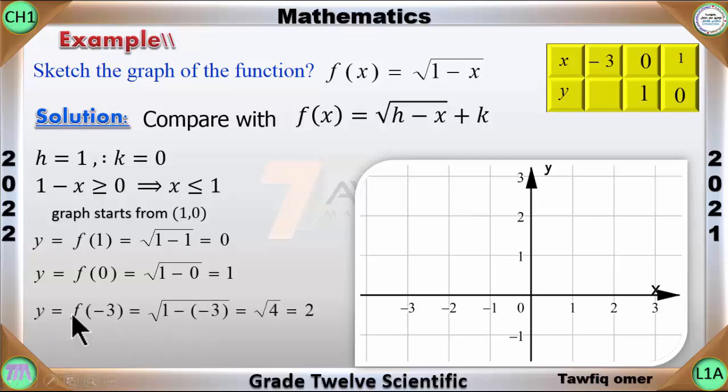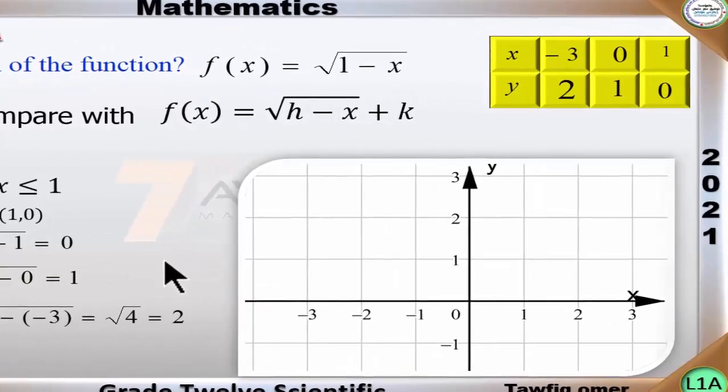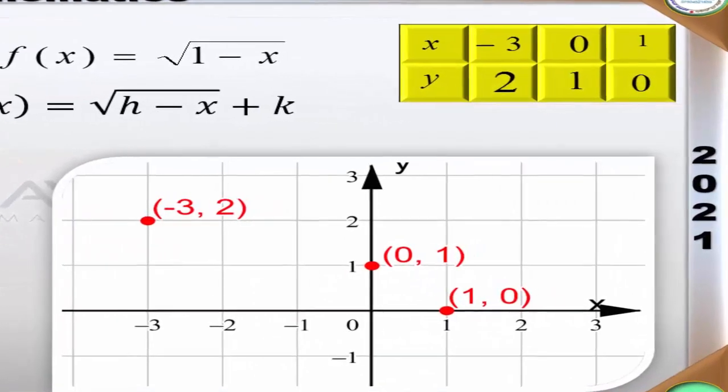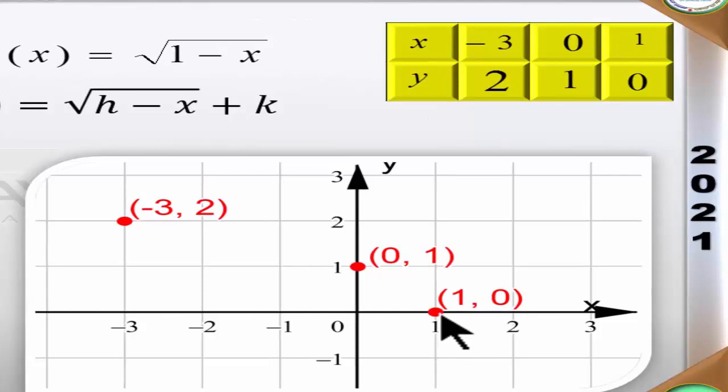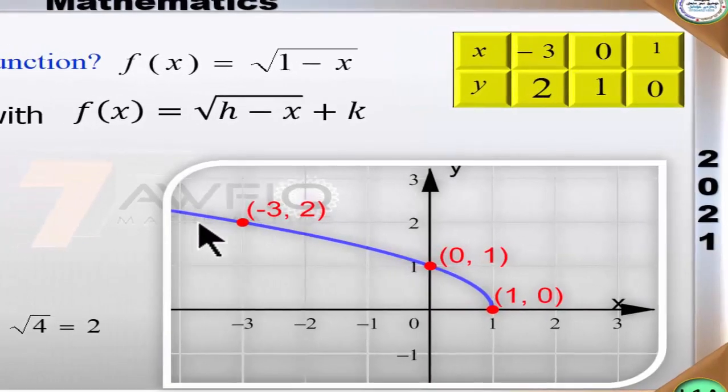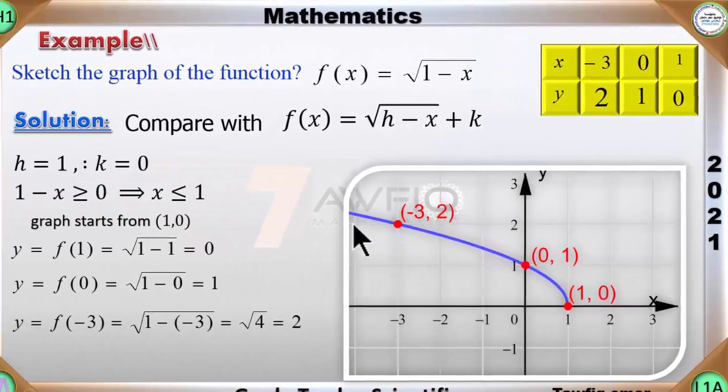y equals f of -3 equals the square root of 1 minus -3. Minus -3 means plus 3. 1 plus 3 is 4. The square root of 4 is 2. And now plot the point on the coordinate. You can see that the graph will be like this, drawing the graph like this.